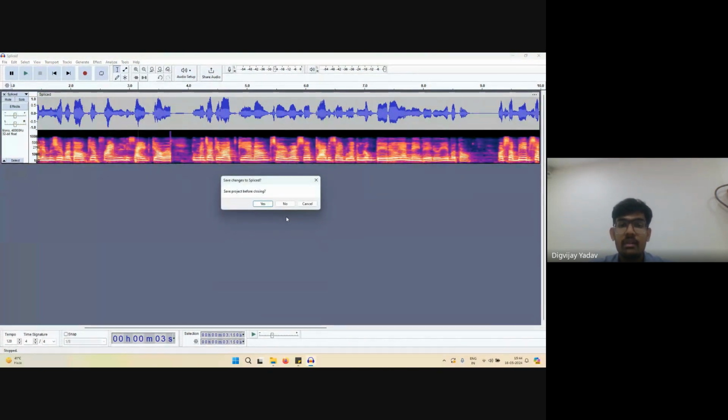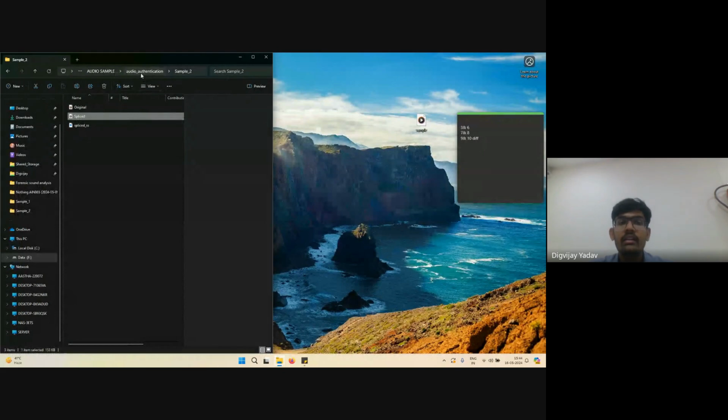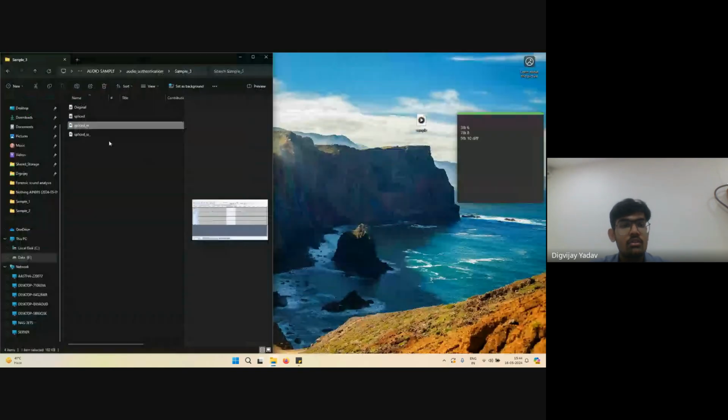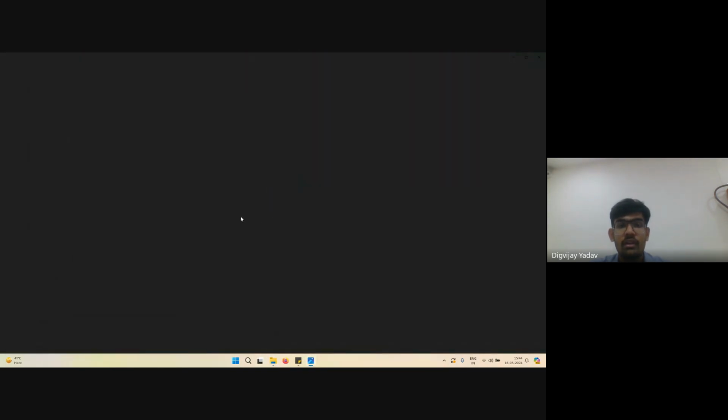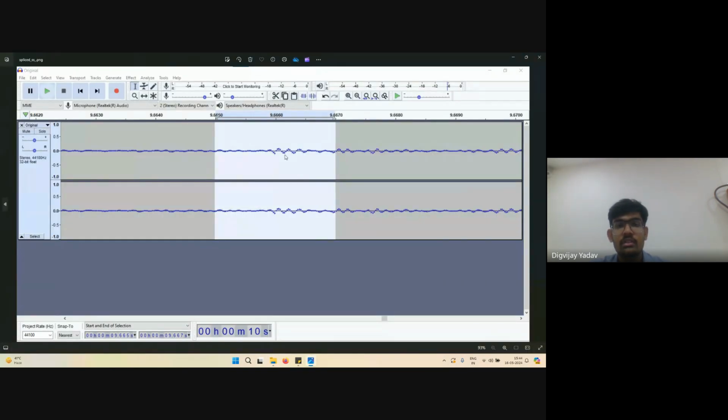So there may be many cases in which the voice has been modulated or edited. It can easily be analyzed in the spectrogram itself. There are many spliced screenshots also. I have certain screenshots of them. You can see that the audio here is spliced.